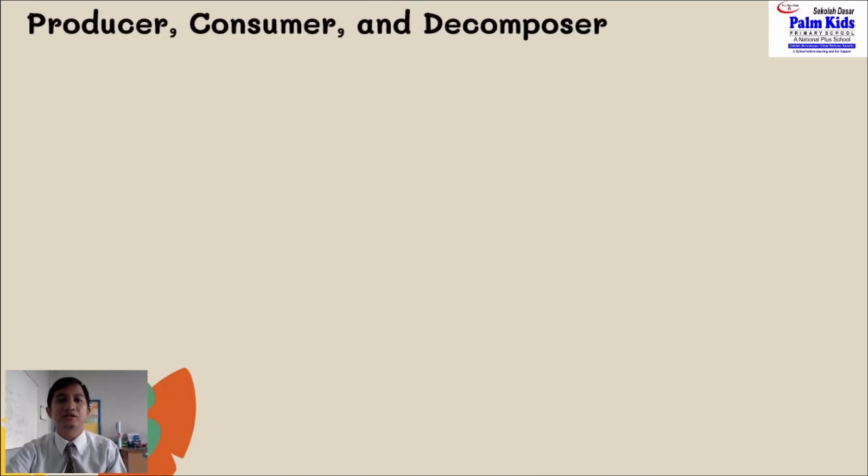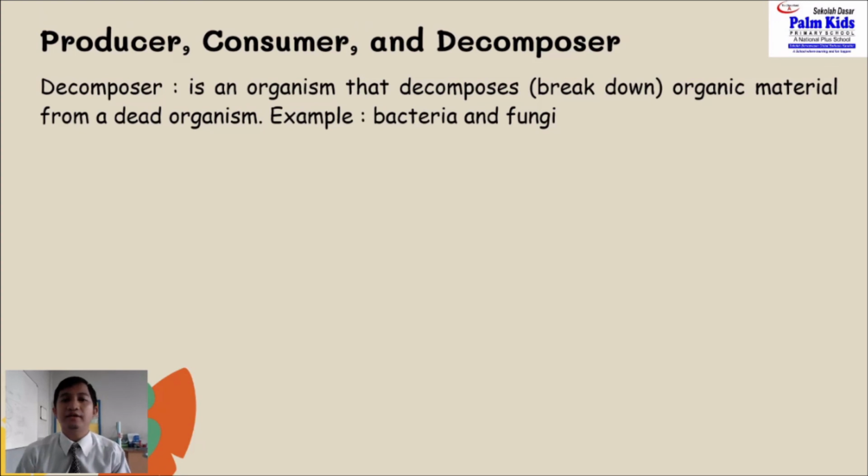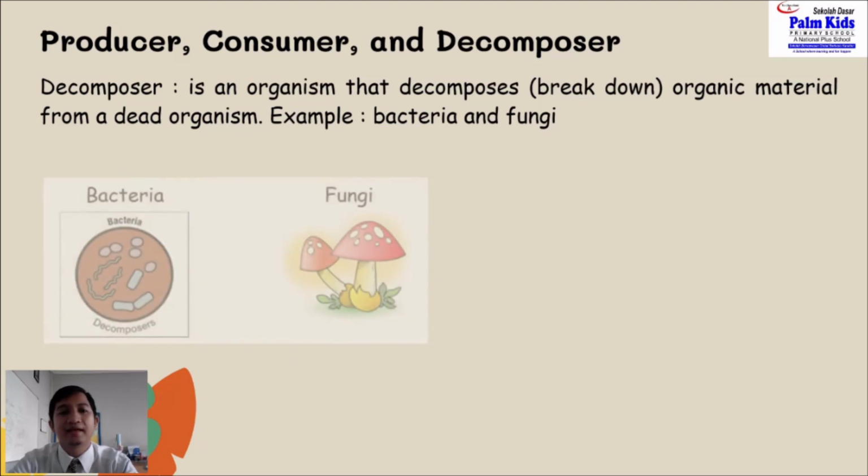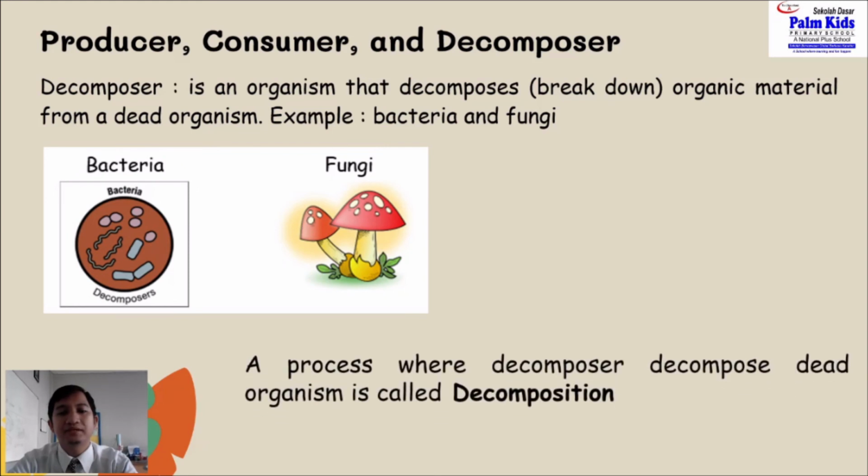Okay, next is the decomposer. The decomposer is an organism that decomposes or breaks down organic material from dead organisms, such as bacteria and fungi. Yes, this organism is very important for the ecosystem because the decomposer will break down organic materials that will be used again by plants. Those organic materials are used by the plants to grow again and again and again. And this is the picture of bacteria and fungi.